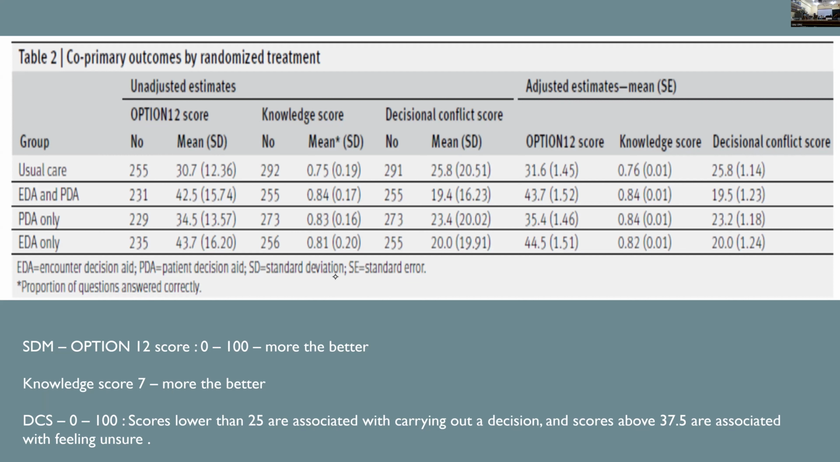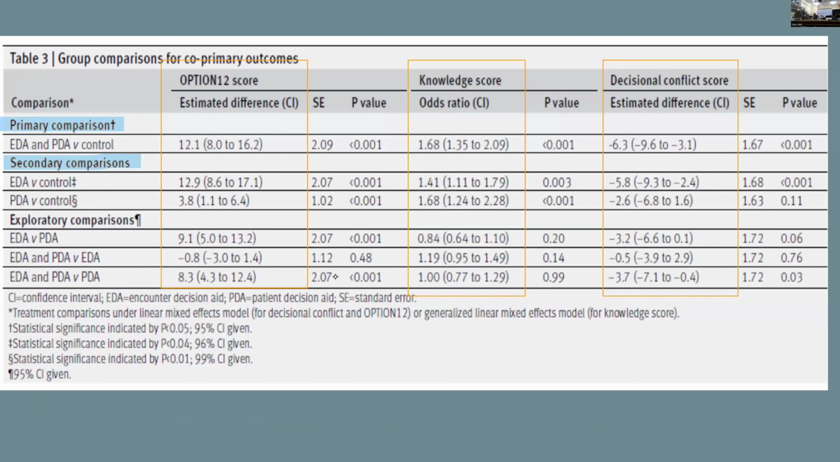Option 12 score: the higher the score, the better. Knowledge 7 score, which is true and false: more is better. And decision conflict score: low is better, so less than 25 is a good score. This is just a mean, and these are the primary outcome results.